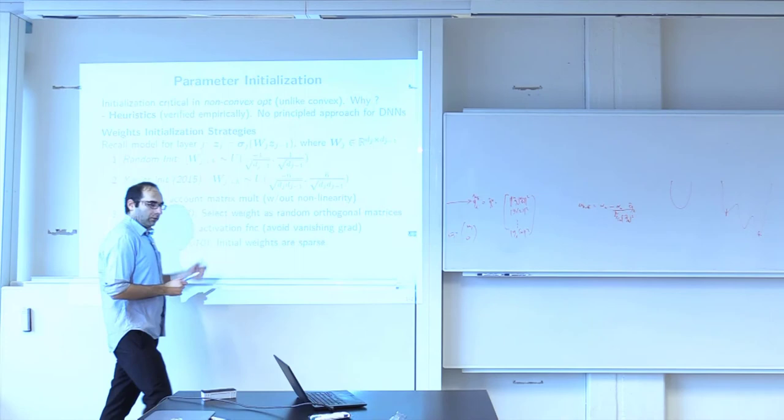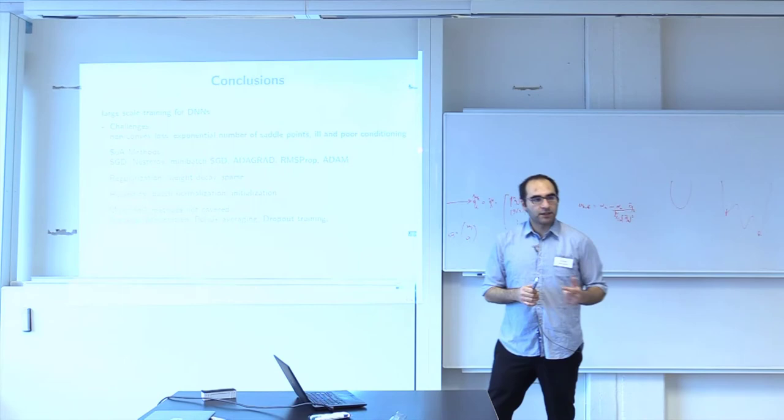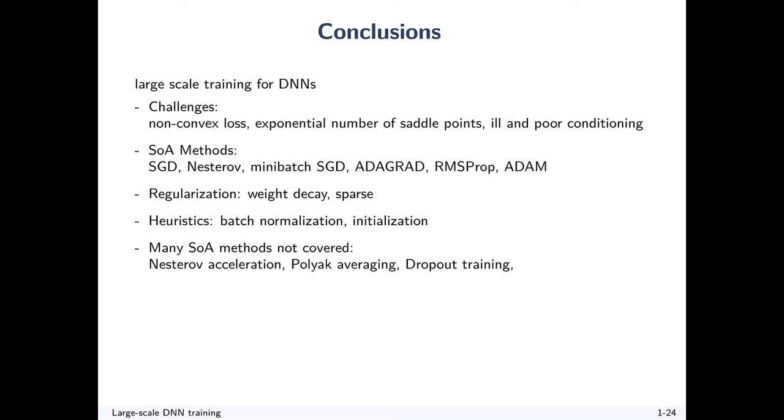So at this point, let me stop and conclude. Here I tried to talk about some of the challenges in large-scale learning: the non-convexities of the loss, the issue with the number of saddle points, and ill and poor conditioning. I also tried to discuss some of the methods that they use, going from stochastic gradient descent, momentum methods or Nesterov methods, mini batch SGD, and then these adaptive rate methods, which we have covered: AdaGrad, RMSProp, and Adam. I also talked about the role of regularization. And finally, we covered some heuristics on initialization.